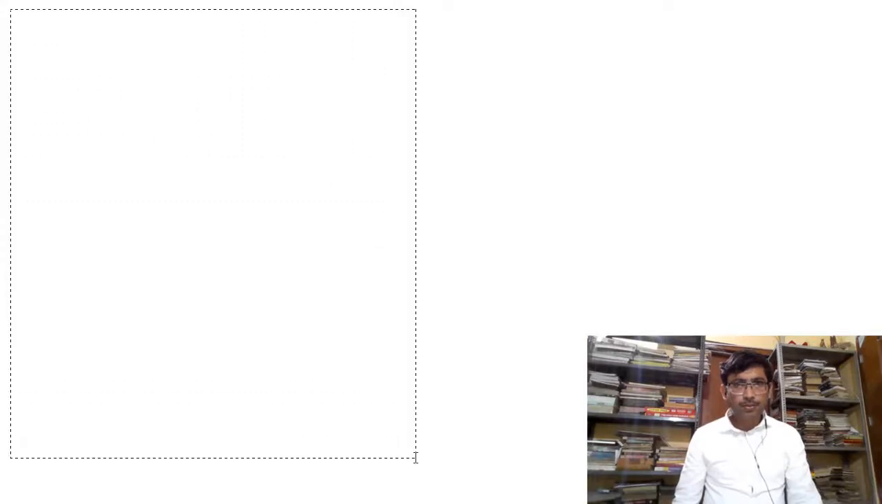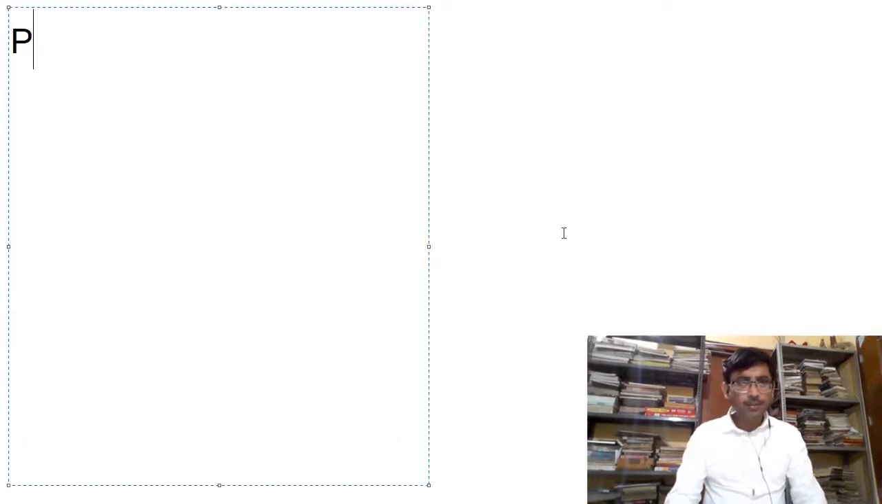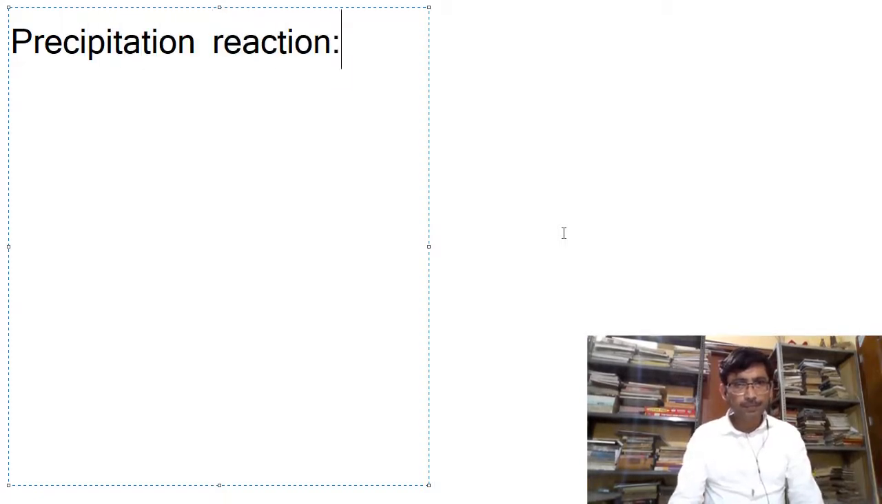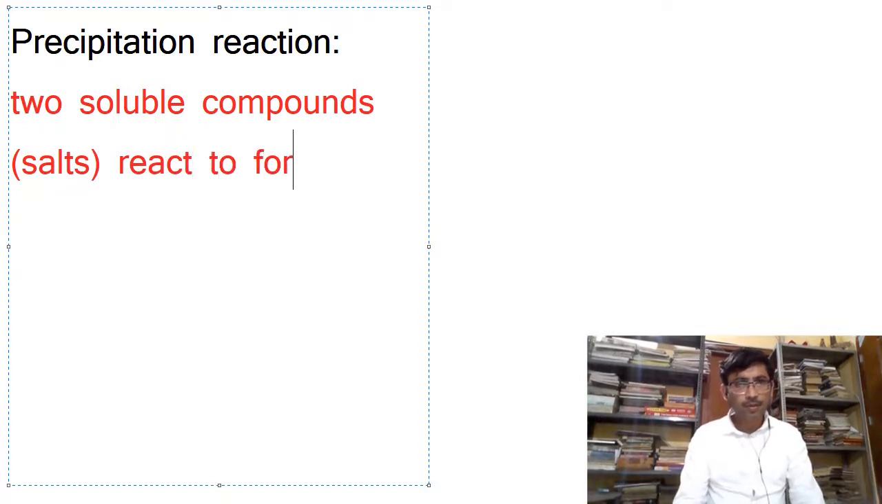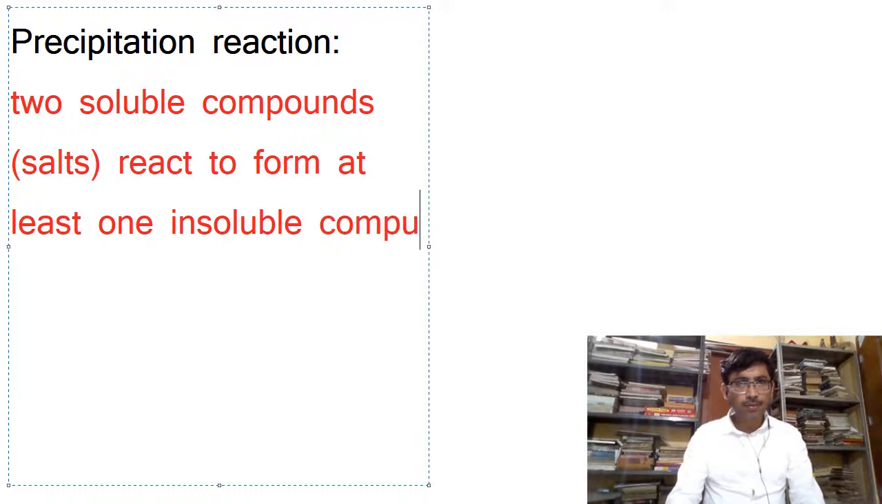So today we are looking into what we call a precipitation reaction, and this is a reaction in which two soluble compounds, or rather salts, react to form at least one insoluble compound or salt.